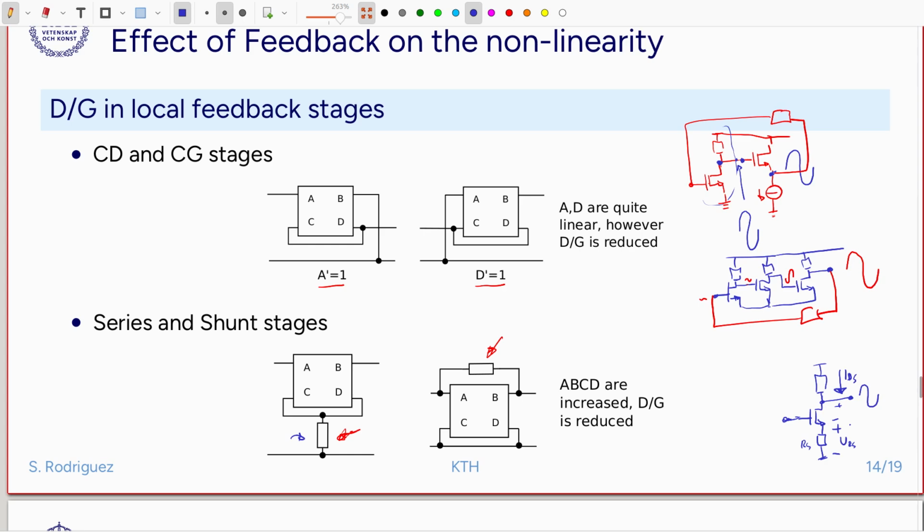It is just limiting the linearity at the output of the transistor, and so in general, it is not a good idea to use series and shunt stages.